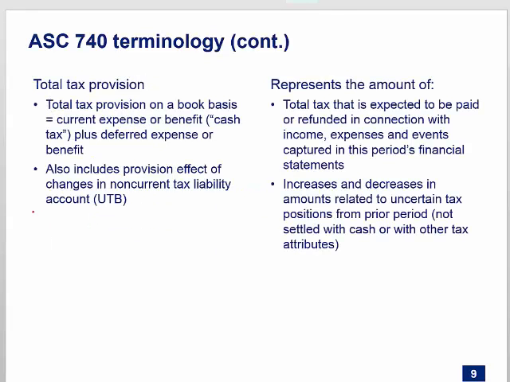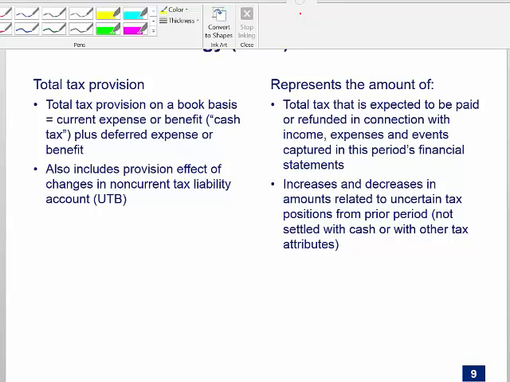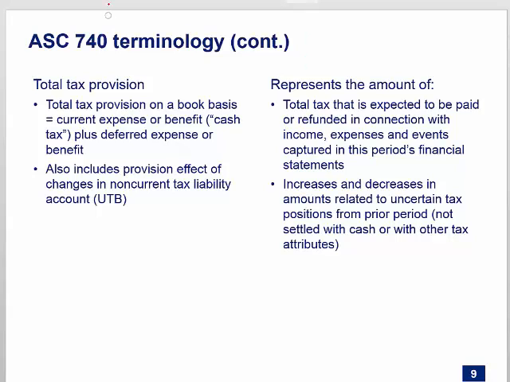Your total tax provision is really the sum of the two components from the prior slide, the current expense and the deferred expense. And really what that's getting at, and I said this earlier, although I appreciate that it's hard to hear the words and understand what I'm trying to say, is that the tax provision is really meant to be the total tax expense associated with the period's income.